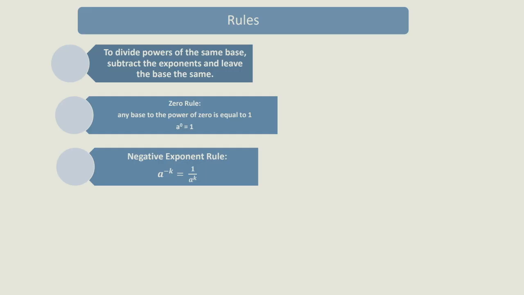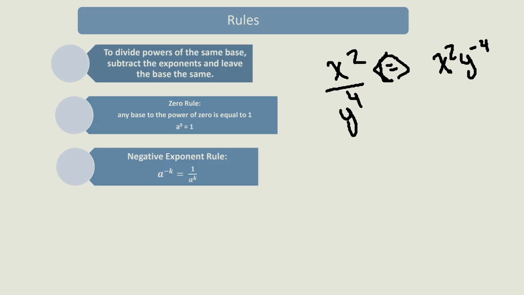If I had x squared over y to the 4, I could also write this. These are equivalent. I could also write it as x squared y to the negative 4. Those are the same. So if I don't want to have a fraction, I can bring that y up, but if I'm going to do that, I have to flip that exponent. So that's a quick explanation of that rule.